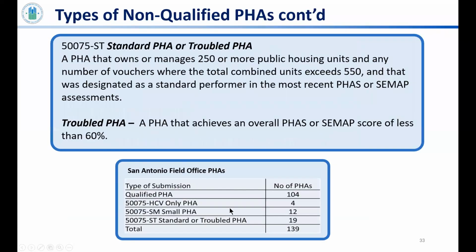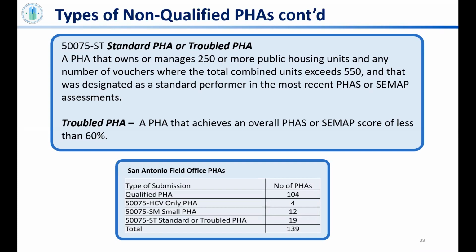So next slide is the standard PHA or troubled PHA. It's the 50075-ST. That's the form I see the most. This is the standard form. It's a PHA that owns or manages 250 or more public housing units and any number of vouchers where the total combined units exceed 550, and that was designated as a standard performer in the most recent FOSS or CMAP assessments. If you're a troubled PHA, you will have to fill out this form.